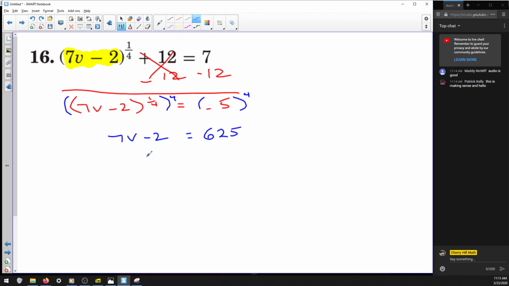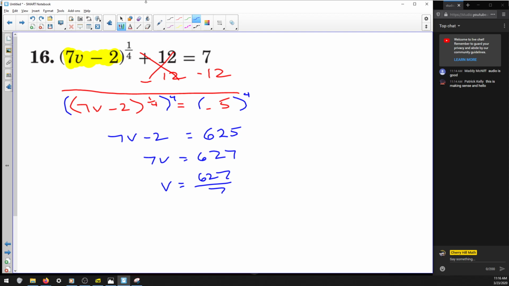Now I'm going to keep going and solve this. 7v equals 627. Okay, v equals, let's see if we can do this math. 7 goes into 62, 8 times? 8. All right, and then that would leave me with, I believe, 6 left over. It's going to be some kind of decimal, but here's the thing. This problem, I'm going to actually just leave it as the fraction, v equals 627 over 7. I don't actually care because this answer is extraneous.